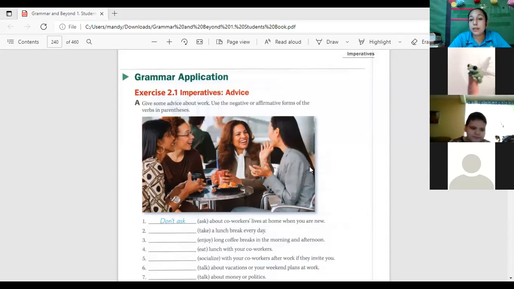Use the negative or affirmative forms of the verb in parentheses. Remember, in the last class we studied the structure of negative and also affirmative statements. In affirmative statements, you begin with the main verb, and then you add the complement, the extra information. And in negative, you begin with the auxiliary, that means the helping verb, do or does, maybe don't, do not, and then you add the verb, yeah?